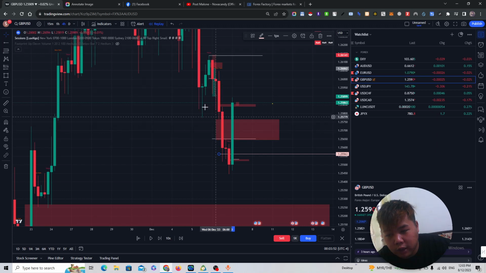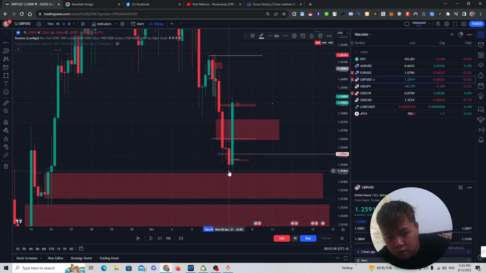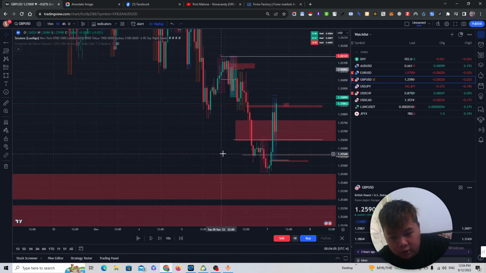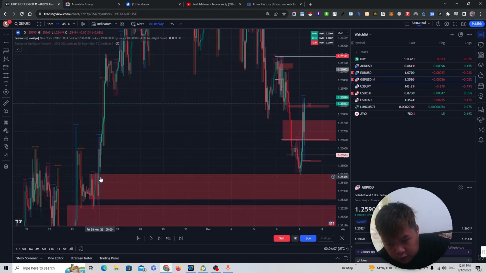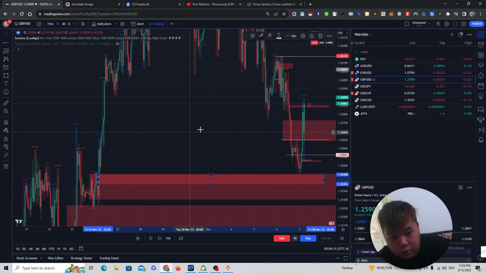So let's figure out why I entered here. Here we can see price touches this block, right? After touching this block, go down to the hourly. On the hourly, we have nothing, but we have a small little fair value gap here, right? Did you see that? A small one. Price did touch it, so I must follow my rules.